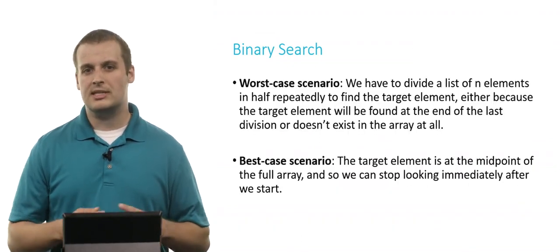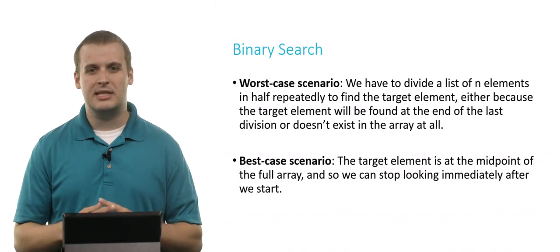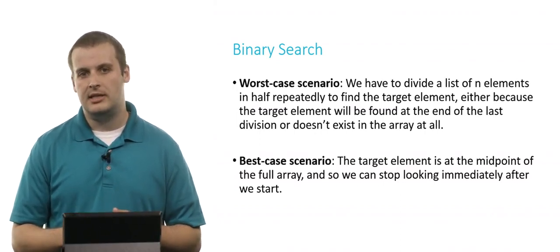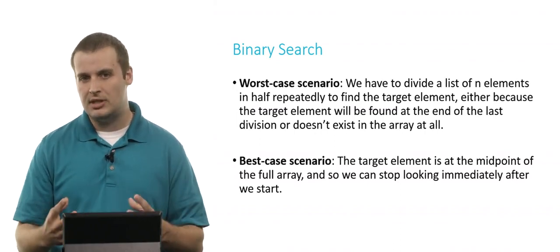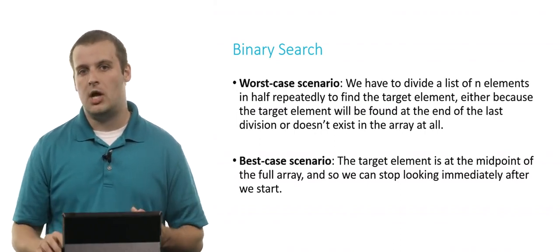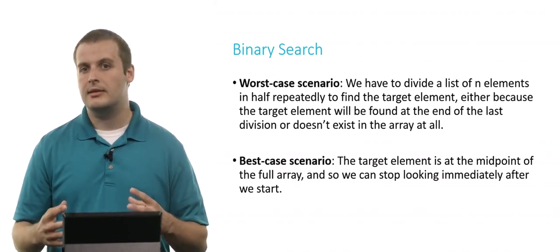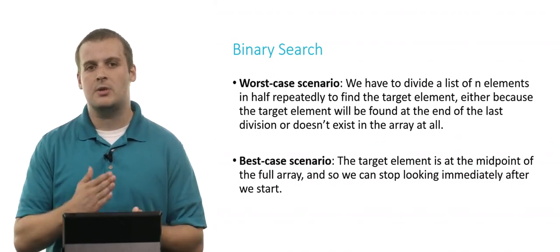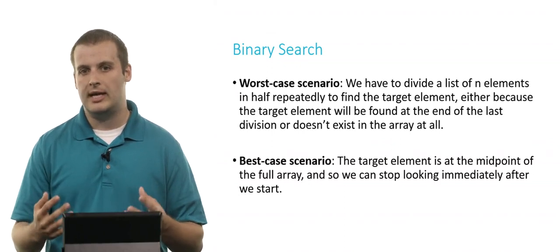So this took a lot fewer steps than linear search. In the worst case scenario, we had to split up a list of n elements repeatedly in half to find the target, either because the target element will be somewhere in the last division, or it doesn't exist at all. So in the worst case, we have to split up the array log of n times. We have to cut the problem in half a certain number of times. That number of times is log n.